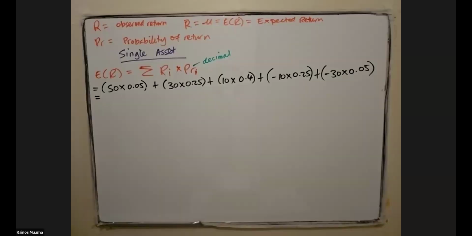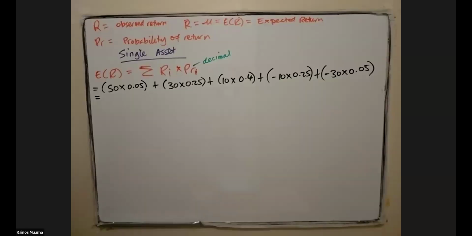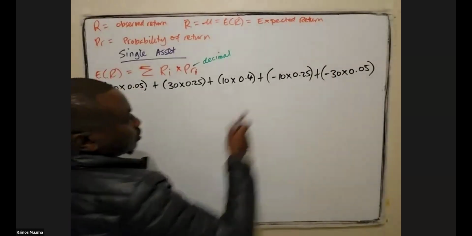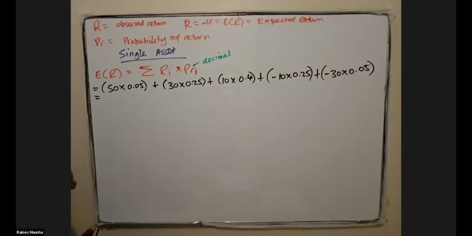Hi, Reynolds. Yes, I'm listening. I'm not sure if I did it right, but I got 11.50. Oh, no. I forgot the negative 30. No, it's fine. Let me do it again. So the brain is, remember, melting.